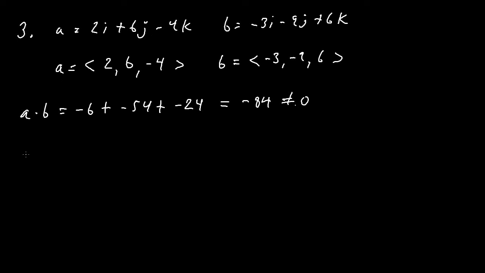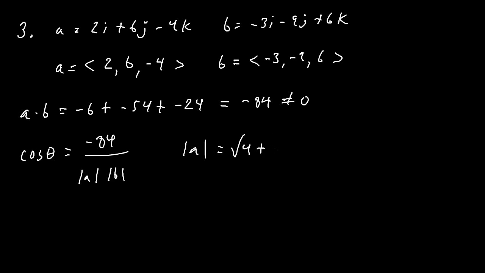So let's go ahead and find the actual angle. So cosine of theta equals a dot product, a times b, and I'm just going to go ahead and substitute negative 84 already, since we already know what a times b is equal to. Now over the magnitude of a times the magnitude of b. So in order to find the magnitude of a, take the square root of the x component squared, so 2 squared, which is 4, plus the y component squared, 36, plus the z component squared, 16. And so that will give us the square root of 16 plus 4 is 20, so then 56.